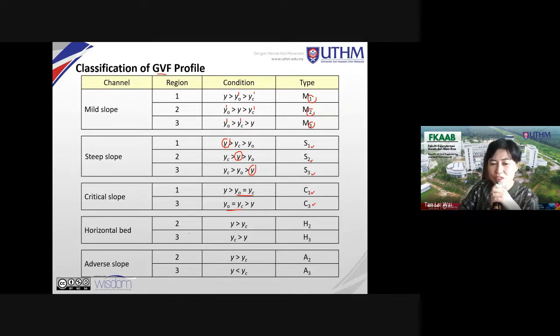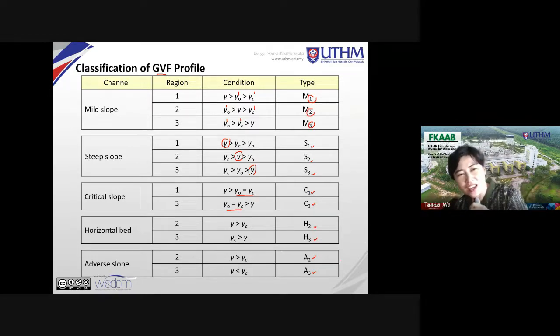Now, for horizontal, same thing. Horizontal and adverse are the same thing because you can't find Y naught. There's no Y naught, so it's either Y greater than YC or less than YC. Same thing here. So you have H2, H3, A2, and A3. Okay. So this is how we classify gradually varied flow.